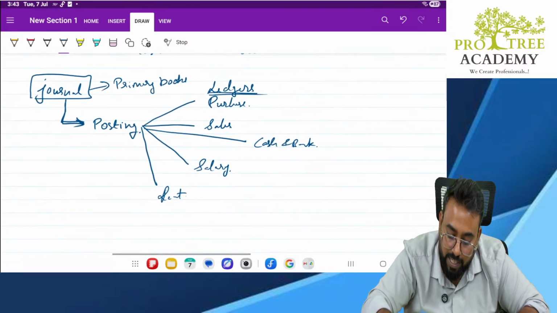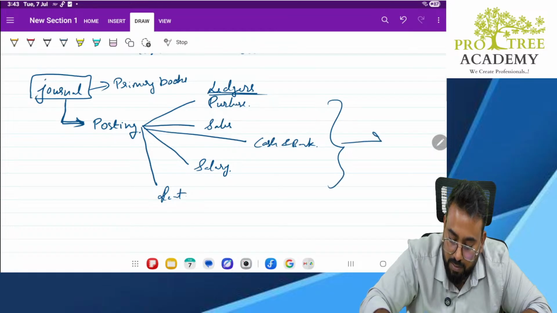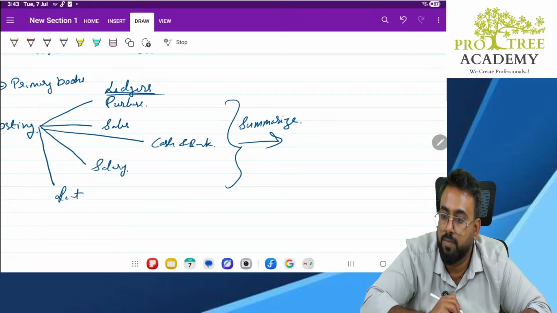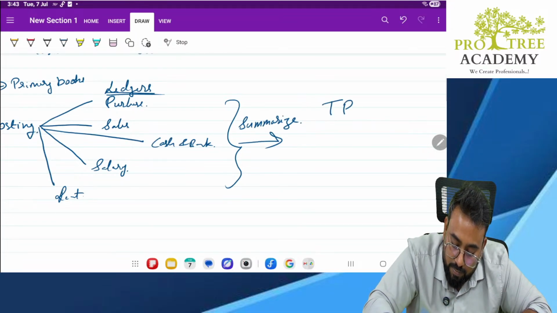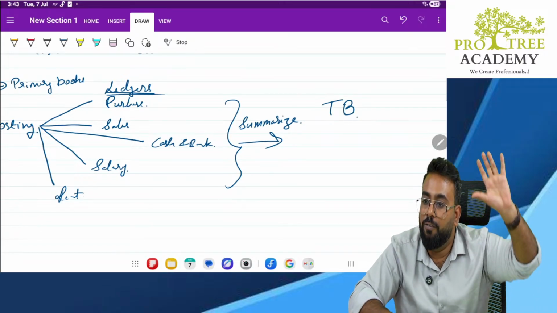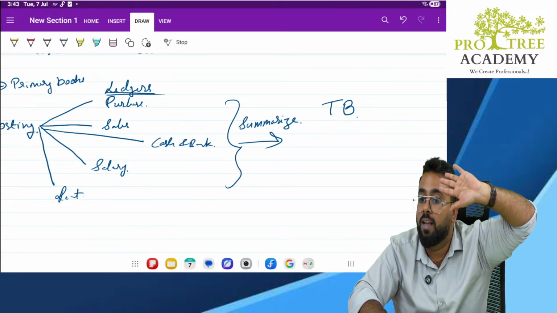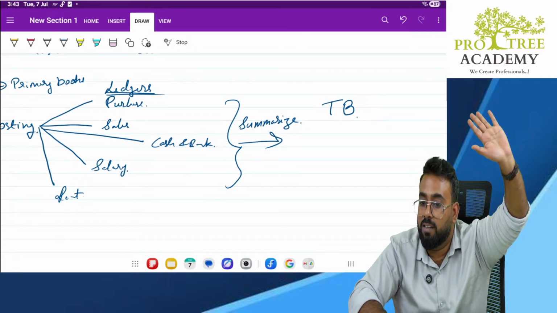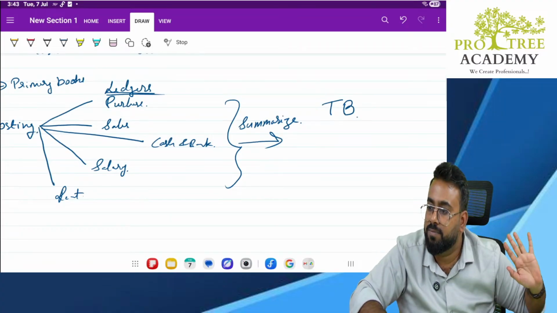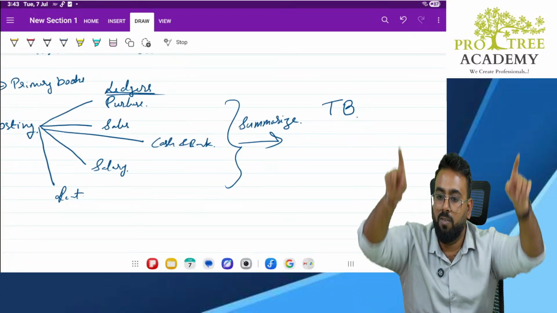So what I will do next is, from here, the next step is, what is the definition? And prepare what? Trial balance. So trial balance is the place where I will get total figures of everything. Sales total, purchase total, cash total, expense total, rent total, for example, rent expenses total, salary expense total, everything total figures I will get. Clear? So trial balance is a place where I will get everything in one shot.